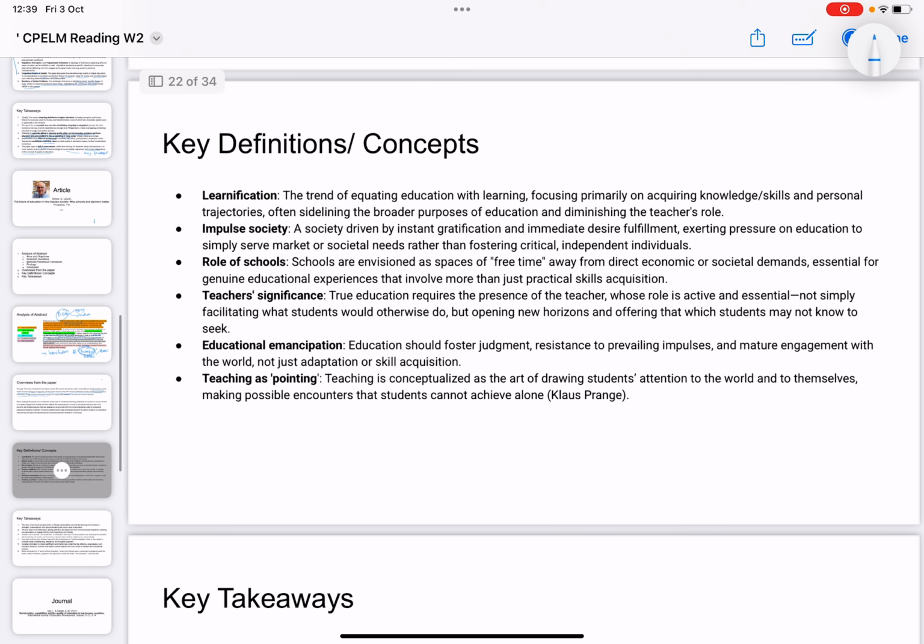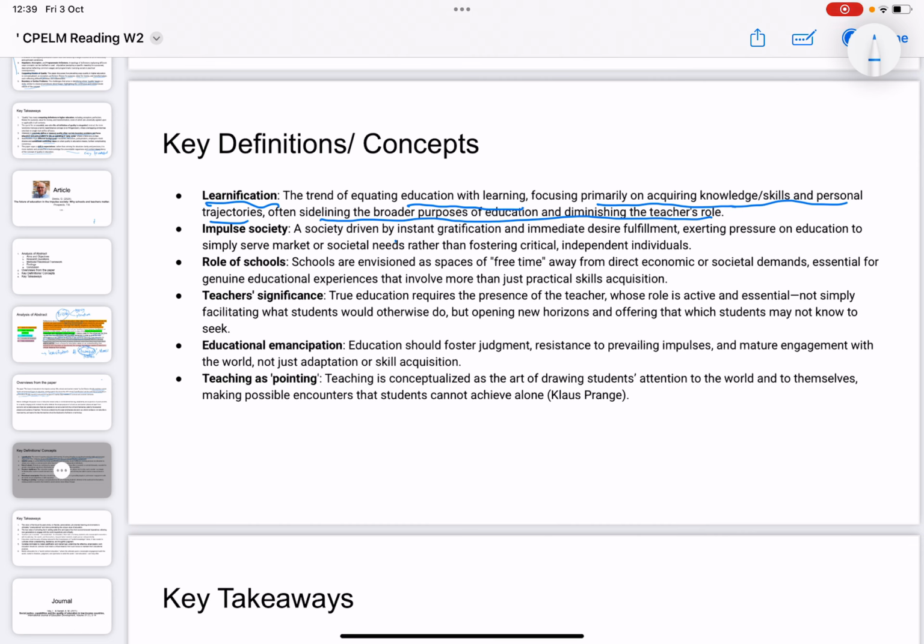You can look into the paper, but some key definitions: learnification is the trend of equating education with learning. So everything becomes learning in school. The focus is then primarily on acquiring knowledge, skills, and personal trajectories, often sidelining the broader purpose of education and diminishing the teacher's role. We also live in an impulse society. That's another thing that Biesta says.